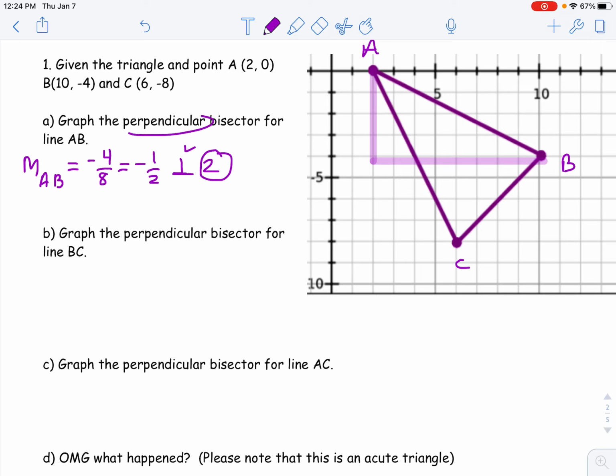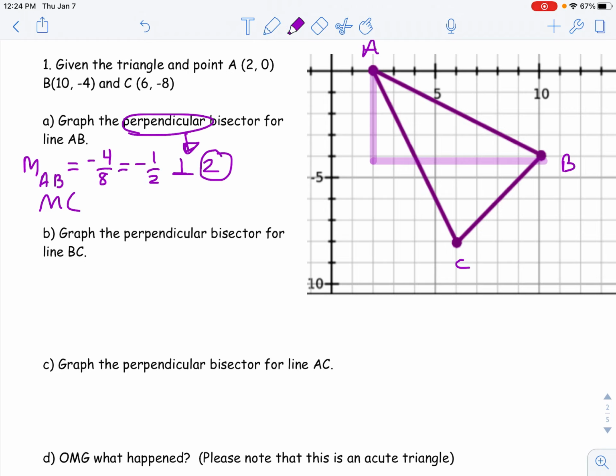Remember, this upside down T means perpendicular. All right, that's what it means. That upside down T is perpendicular. So I need a slope of 2, but what's the midpoint of AB?